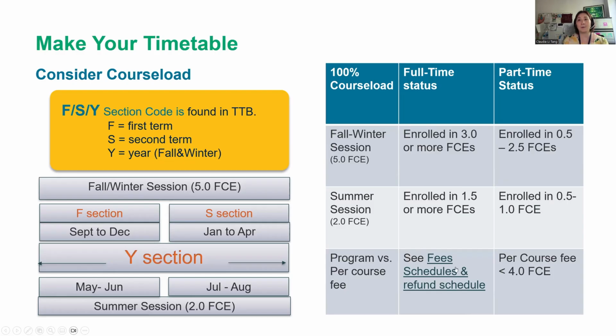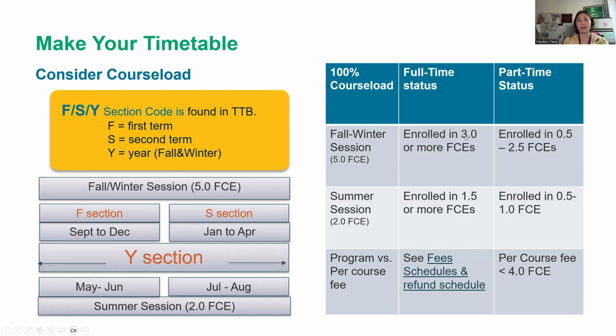But for fees purposes, there is another distinction that you may want to consider because it does have financial implications. So typically by default, you are deemed as a full-time student, and you will be charged by default a program fee, which is prorated at 5. It's what we call a flat fee as well.